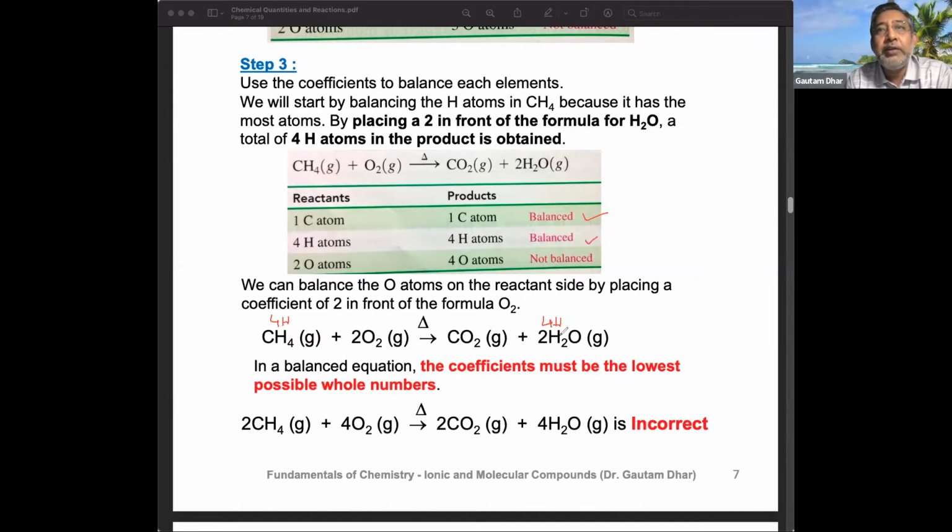Now, once you balance the hydrogen, your number of oxygen basically changed on the right-hand side. Because there are 2 waters, you have 2 oxygen from carbon dioxide and 2 from water. So a total of 4 oxygen are on the right-hand side. In order to make 4, you put a 2 in front of oxygen, because oxygen is diatomic, O2, total 4 atoms. So you go back and forth. Now everything is balanced. So this is how you balance chemical reactions.